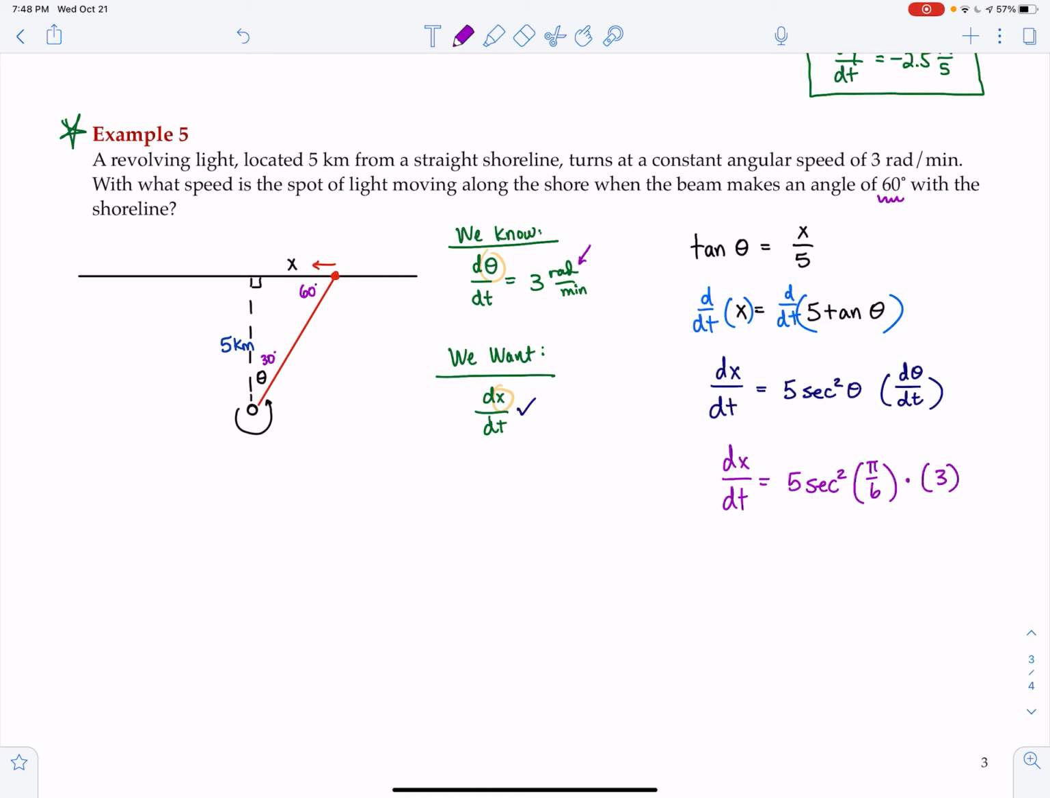When I multiply this all out, that is 5 over the cosine of pi over 6 squared times 3. Well, the cosine of pi over 6 is the square root of 3 over 2, squared, times 3, which is 15 over 3 fourths, which is actually equal to 20 kilometers, was our distance, per minute.